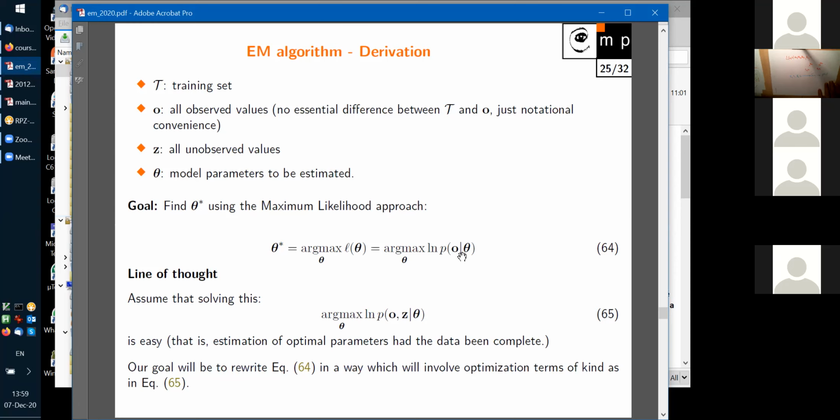64 is nothing more than the maximum likelihood principle. Now, if we knew the missing data, which we don't have, then solving 65 would be easy. Think about the Gaussian mixture. That would be saying, for every point, I know which Gaussian it belongs to, so this would split into separate estimates of maximum likelihood parameters of each cluster. But through this missing Z, everything is coupled. What we'll try to do is to deal with 64 in a way that resembles 65, where we are trying to figure out what this Z could be and iterate.